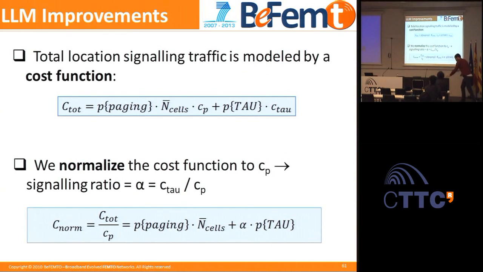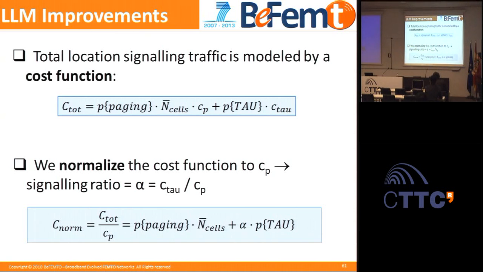So, we said that one of the steps that we wanted to cover was the analytical model, and another one was the definition of a cost function that captures both the paging contribution and the tracking area update contribution. This is the cost function that we have come up with. You could come up with much better ones probably, but this is ours.